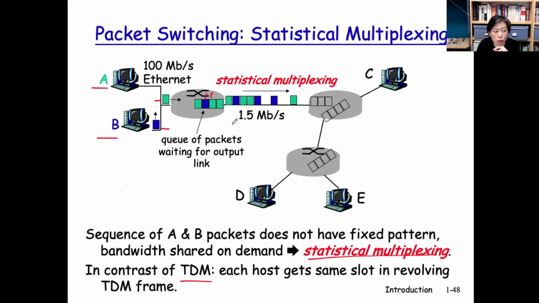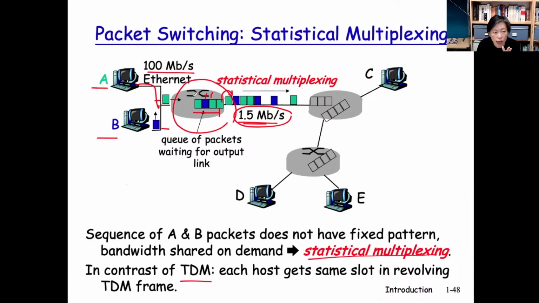Now let me draw your attention here. The router. You see packets in case the outgoing link bandwidth is small. The incoming link here is 100 megabits per second Ethernet. This is only 1.5 going out. The chances are very high, if both A and B are actively generating lots of packets, the packets will have to wait here in the queue before they get the link.